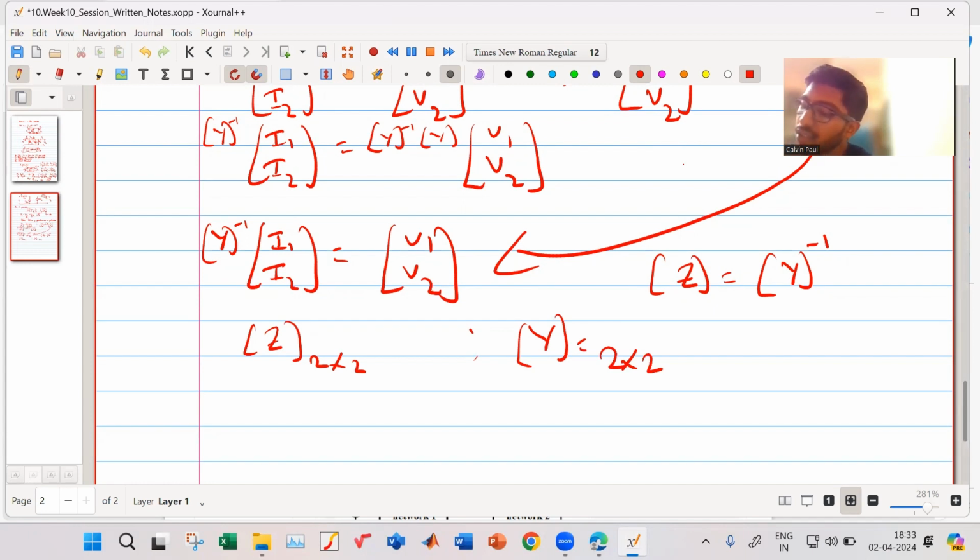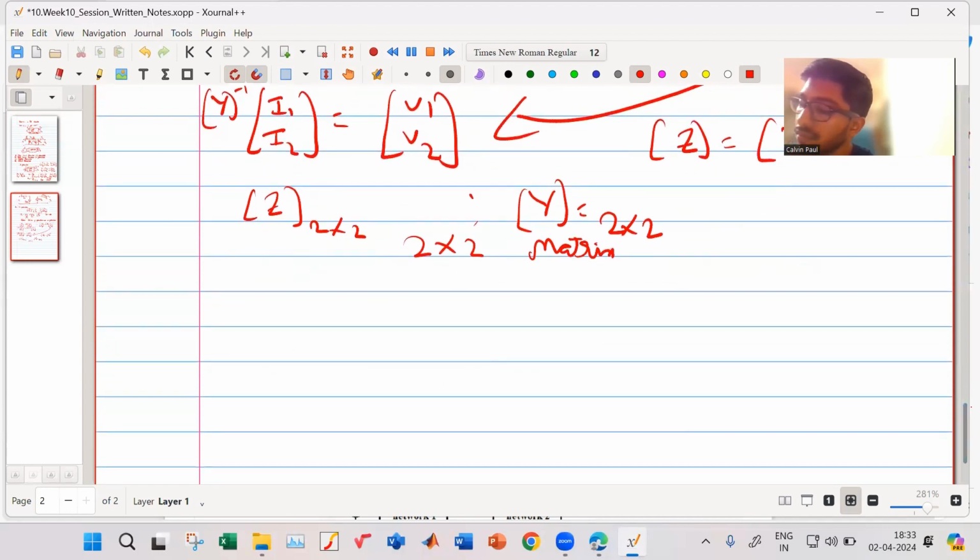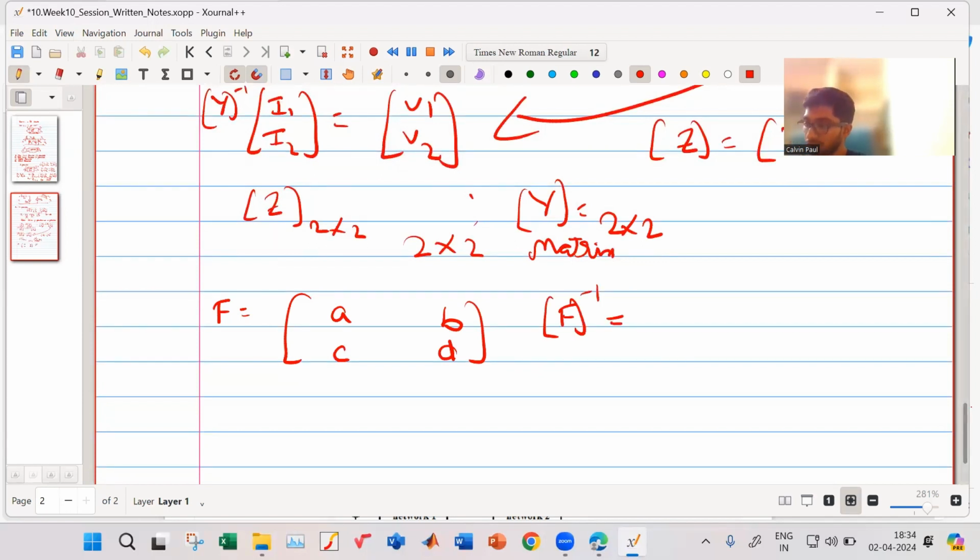Now how do you find the inverse of a 2 × 2 matrix? It is a bit simple, but I'll ask you anyway. Suppose you have a matrix, let us say F, with the parameters A, B, C, D. What will be your F inverse? D, minus B, minus C and A.